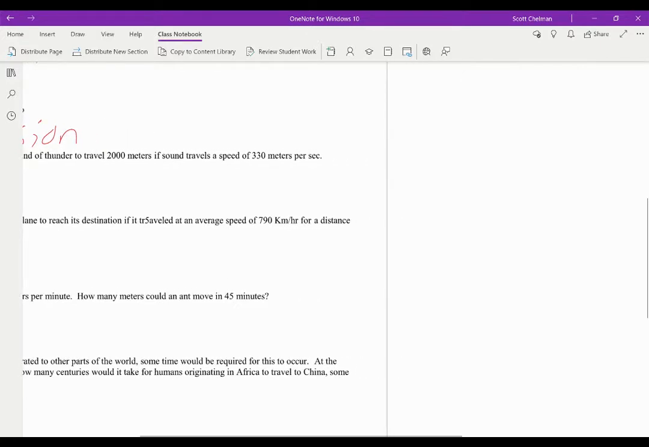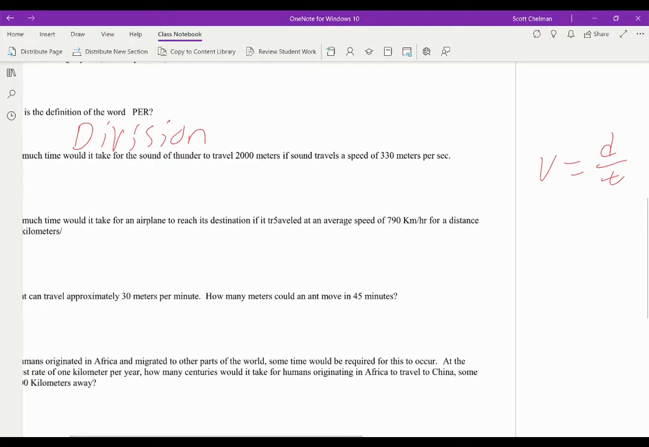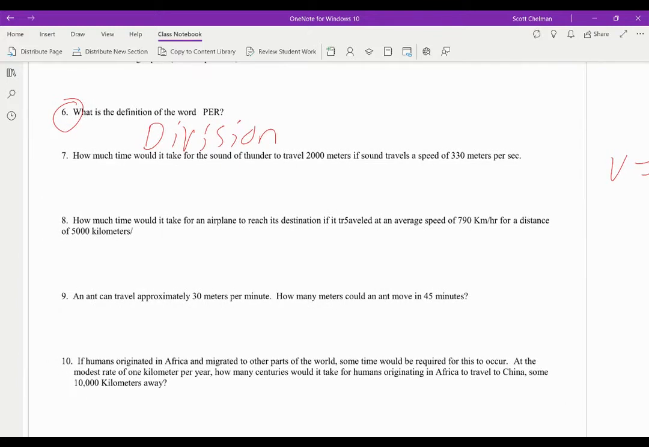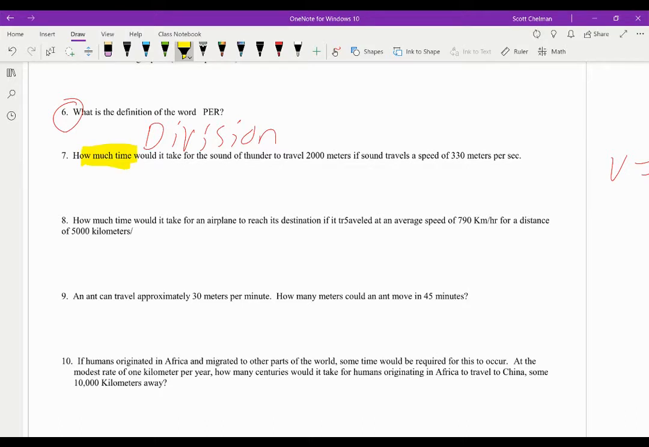So, if we have our formula, distance divided by time, what are we solving for? Which value of that are we solving for? How much time, right? That tells you it right there. So we're going to solve for t.